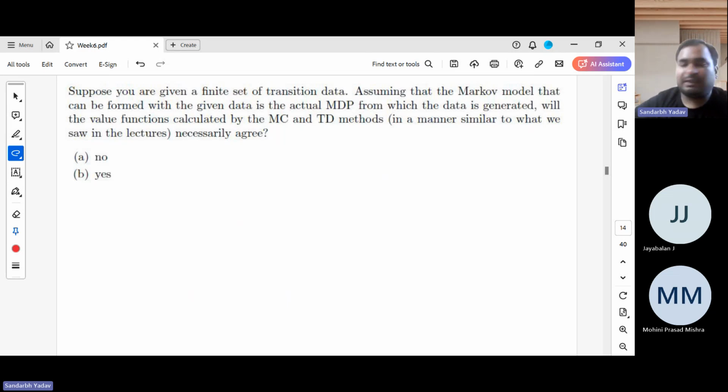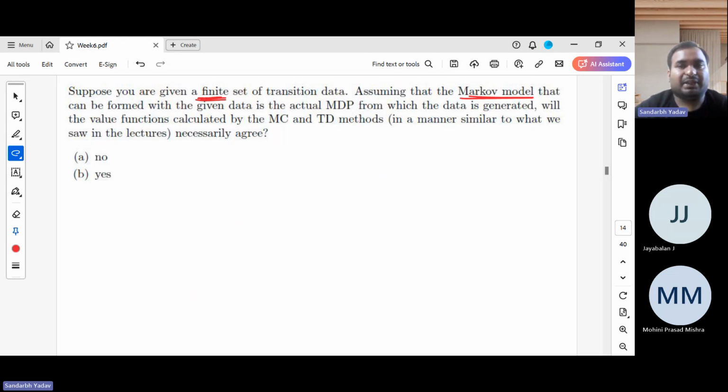So suppose you are given a finite set of transition data. This word finite is important here, because we have already seen one question in which finite and infinite made the difference. So you need to keep these points in mind. Suppose you are given a finite set of transition data, assuming again, second assumption, a Markov model. So that can be formed with the given data as the actual MDP from which the data is generated.